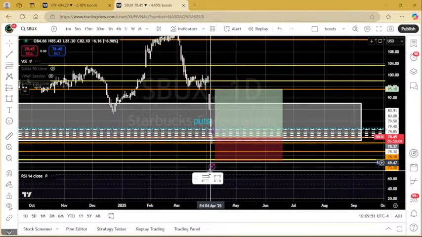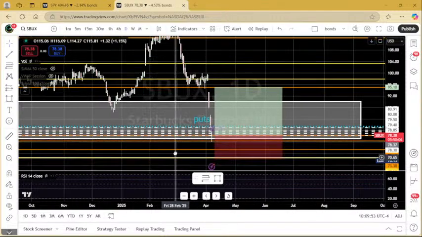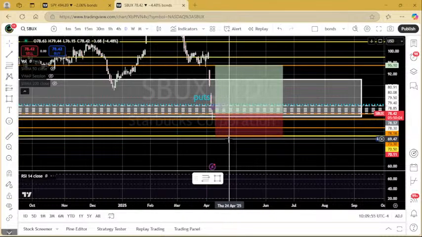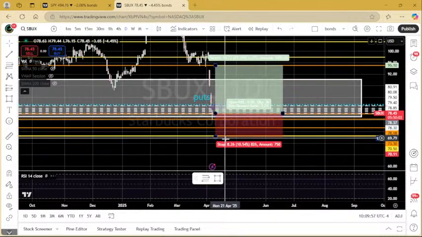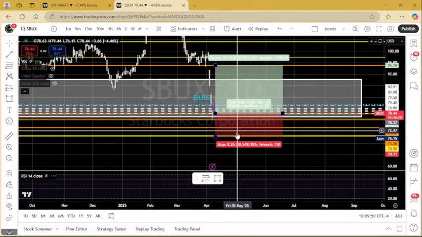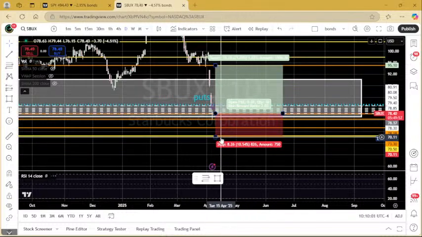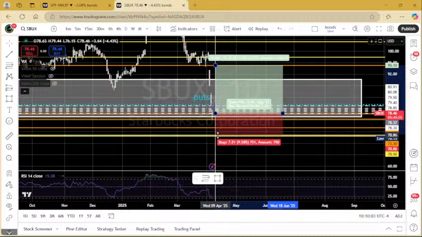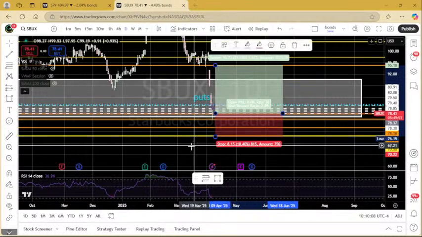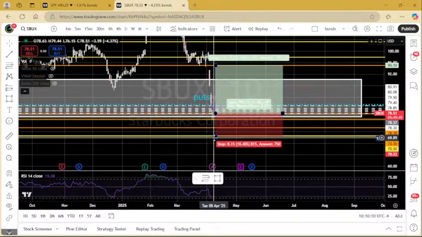Stop loss would be, I said, below here. If we get below here, we get 69. I want to say I said 78. This is 60. This is 70. Yeah, we get under 70. That's wild. Like, that's a nice drop.